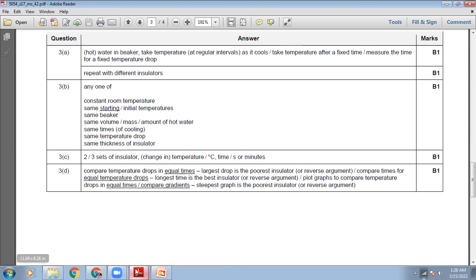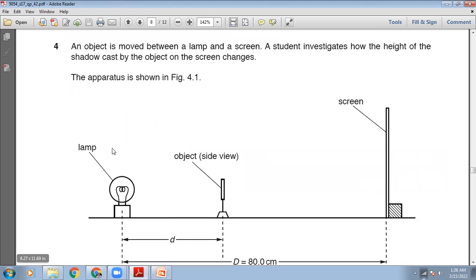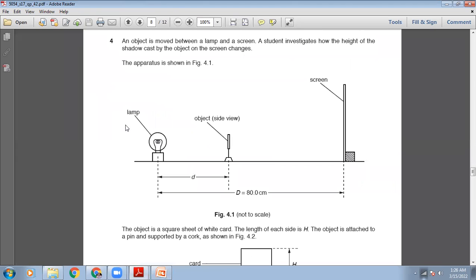Okay, so let's move to the next question. Question number 4 is showing up on your screen. It says, an object is moved between a lamp and a screen. A student investigates how the height of the shadow cast by the object on the screen changes. The apparatus is shown in figure 4.1. So here you have a lamp, here you have an object, and its shadow will be formed on the screen.